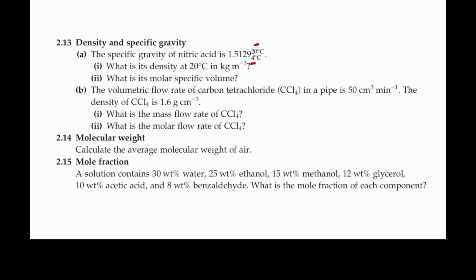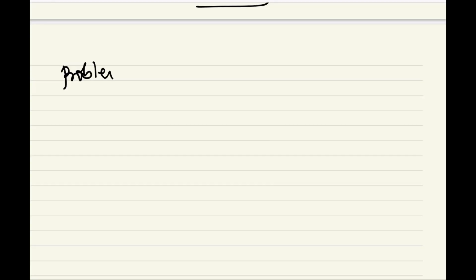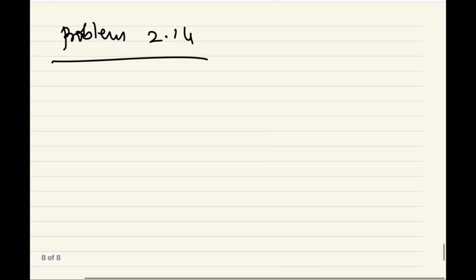Now problem 2.14 asks us to calculate the average molecular weight of air. Air is a mixture of many components, and many times it is very difficult to calculate the molecular weight of air exactly. That is the reason we need to go with some assumptions. Let us see the assumption and try to calculate the average molecular weight of air.